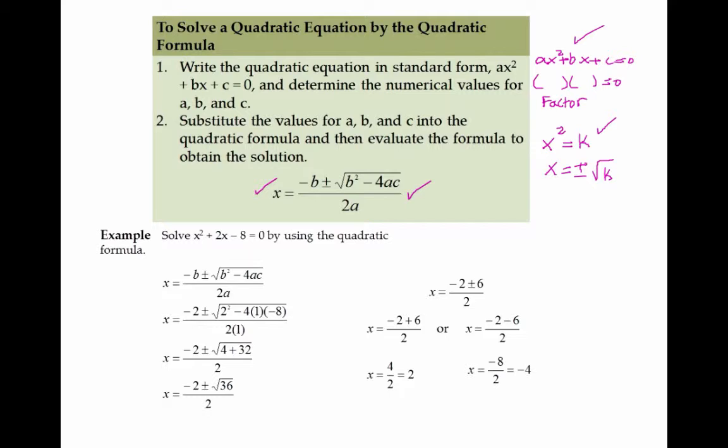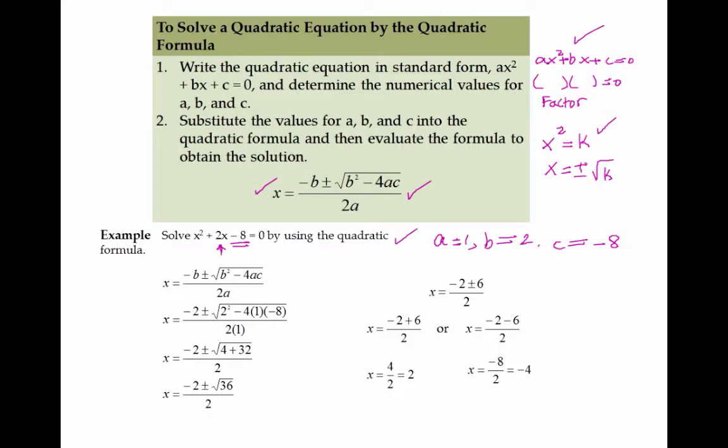So in this example here, what is A? Can you tell me what is A in this example? A is the coefficient of x squared. So your A is equal to 1. What is B in this case? Your B is the coefficient of x, which is 2. And what is C? -8. It has to be in the standard form when we do this.